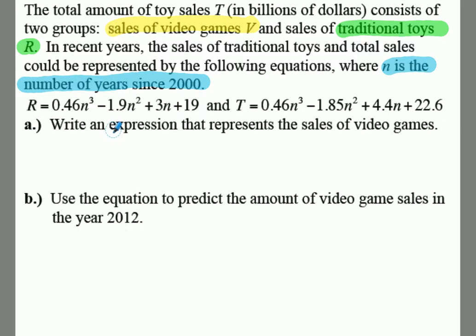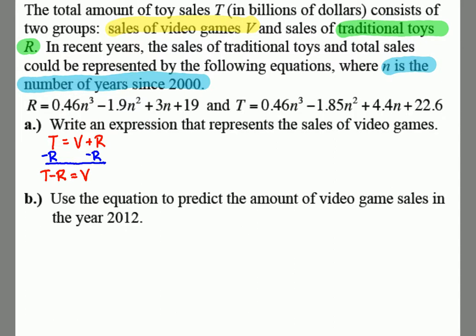Your total is equal to your number of video games plus your traditional. So if we need to find an expression for our video games, we would just subtract your number of traditional games from your total. That leaves us with total minus traditional is equal to the number of video games. So we need to take these two expressions and subtract them.